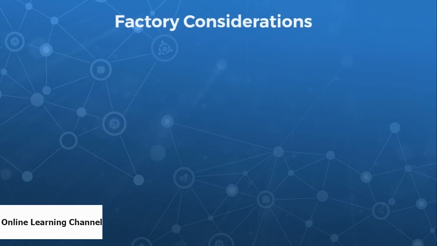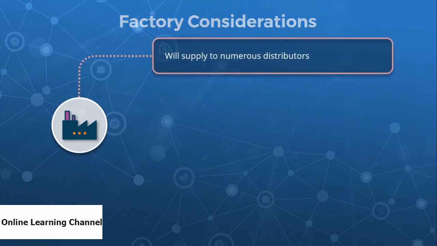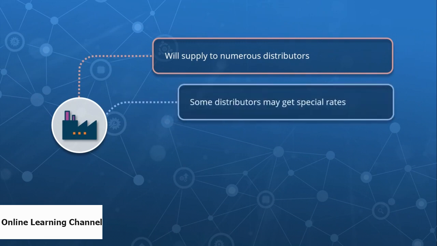In such a situation, let us look at things from the point of view of the factory. So this factory will be supplying goods not just to a single distributor, but likely to many different ones. Now, some of these distributors may happen to get special rates for the same product. Now, there could be many different reasons for this.